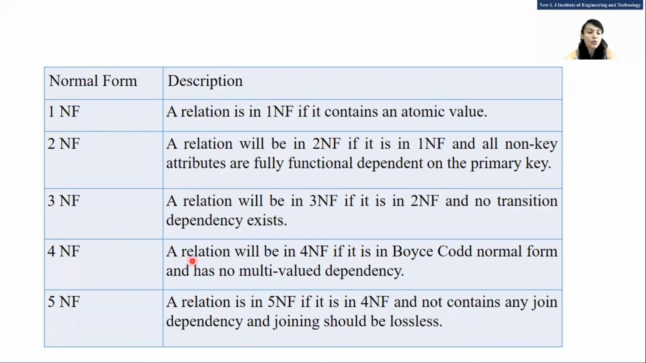In fourth normal form, we have to remove multi-valued dependency. And in fifth normal form, we have to check that after decomposing, if we are rejoining those tables, the result must be lossless. So this is all about normalization.